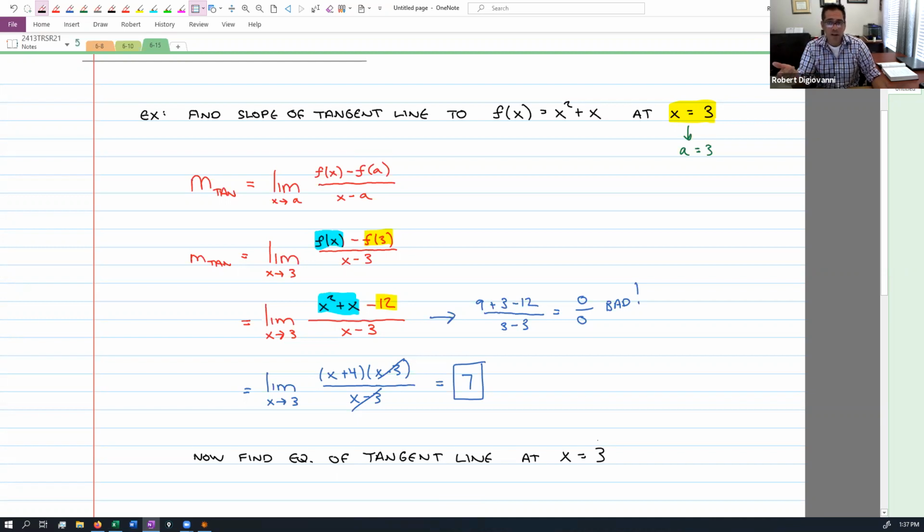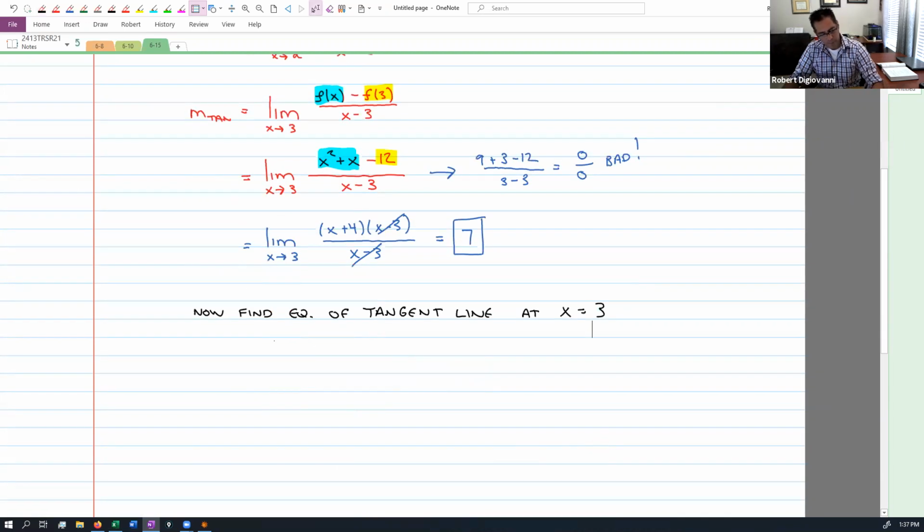So do we have a point? Do we know what point we're talking about here? Yeah, we use our anchor point. So we need a point and a slope. Now the point we know is the point (3, 12). We knew it was (3, 12) because we plugged in 3 a couple of times now, so we know what happens. And the slope we found was 7.